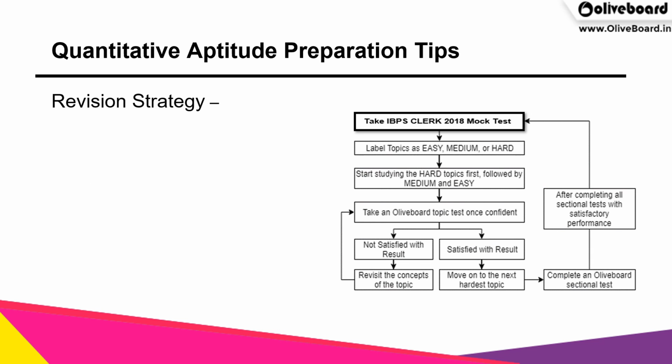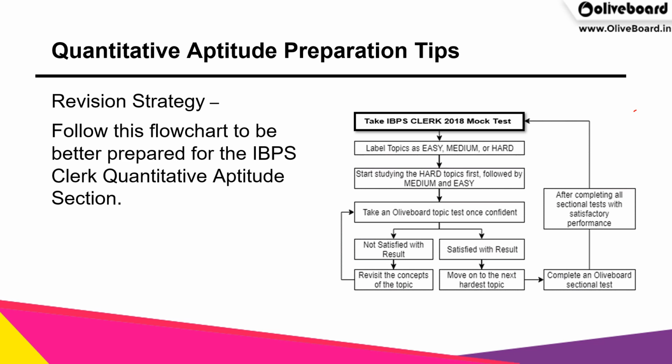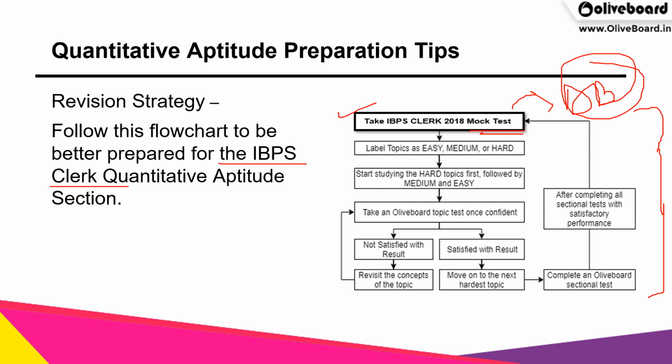So what should be your revision strategy? You just have to follow this flow chart, and I am sure you're going to get through the IBPS clerk examination. Start with taking an IBPS clerk mock test. You can click on the description box link and take up a mock test. Then you have to label topics as easy, medium or hard. In the analysis also we will do it for you and give it to you, but according to your performance you should know what topics are easy for you, what topics are medium for you, and what topics are hard for you. You should start studying the hard topics first, then go on to the medium and easy ones.